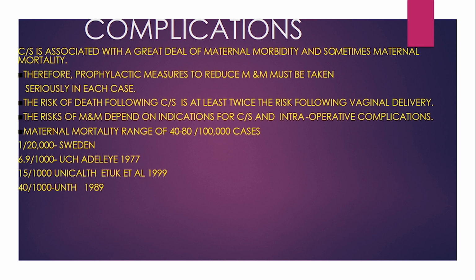So the range of maternal mortality is 40 to 80 per 100,000 cases. In Sweden, it's said to be about 1 in 20,000 deliveries. In UCH, said to be about 6.9 per 1,000 deliveries. That was in 1977. Then in 1999, at another site in Nigeria, about 15 per 1,000 deliveries. Then at yet another site, 40 per 1,000 deliveries. So it's not without complications.